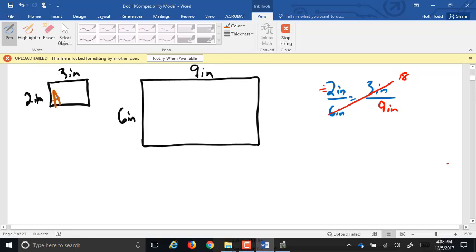What is the area of this? Well, 2 inches times 3 inches is 6 inches squared, correct? How about over here? Well, it'll be 6 inches times 9 inches is 54 inches squared.